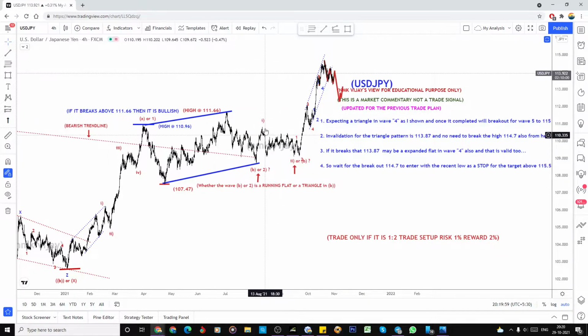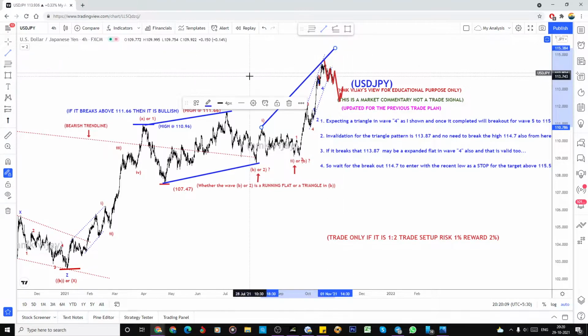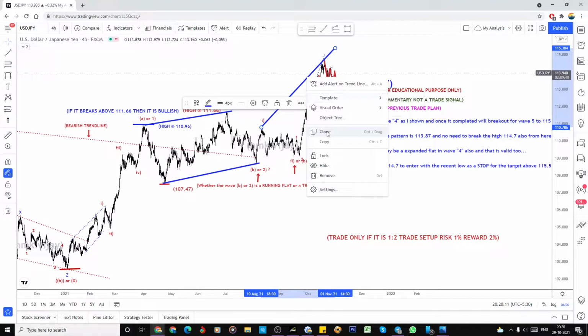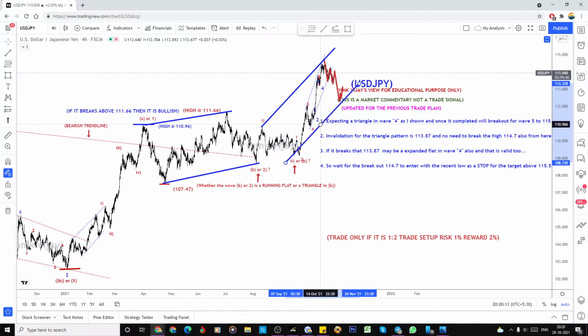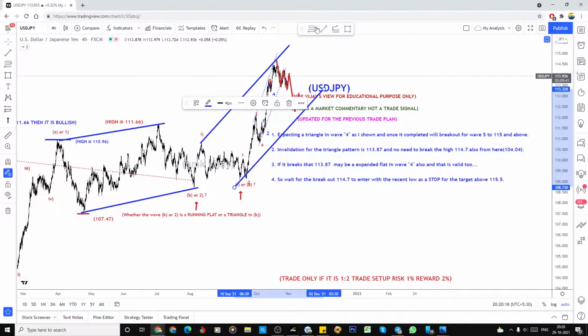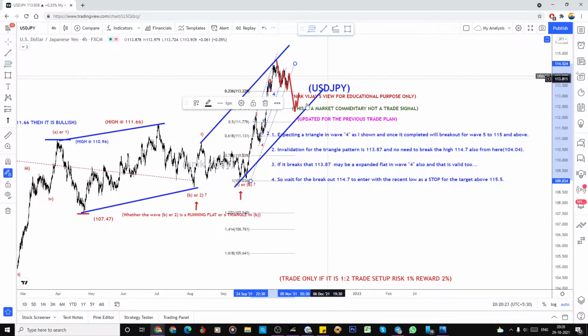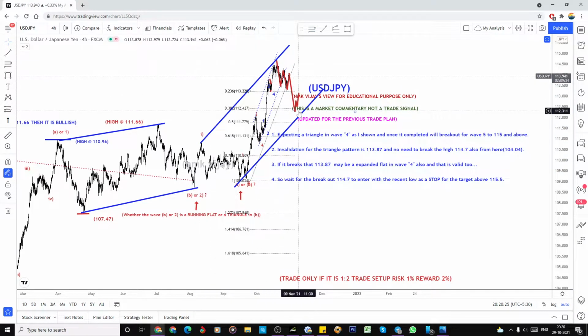So now what I did, this is the wave 1, this is the wave 2, meaning this is the end of the third. So then we have to draw this channel like this and just clone this here and place it in the second wave. So what I said, it can be deeper. So how deep it can go, just measure that Fibonacci retracement. Exactly what we are expecting, the 38.2. So if it comes to 112.40, it could bounce.